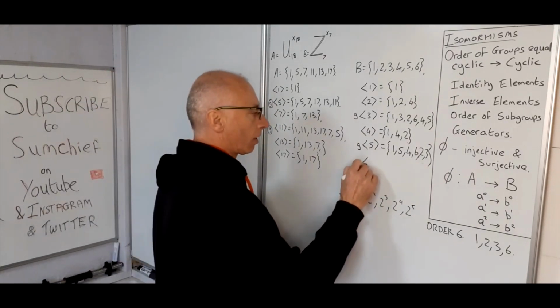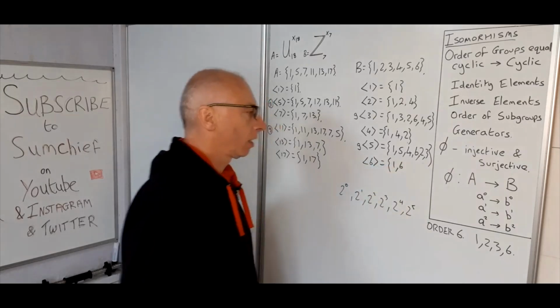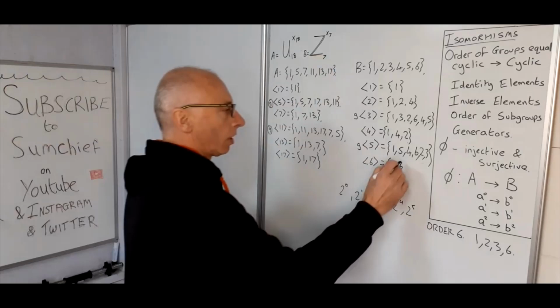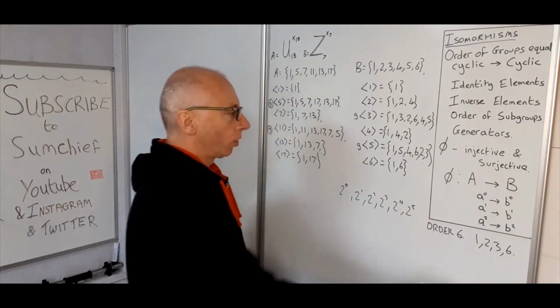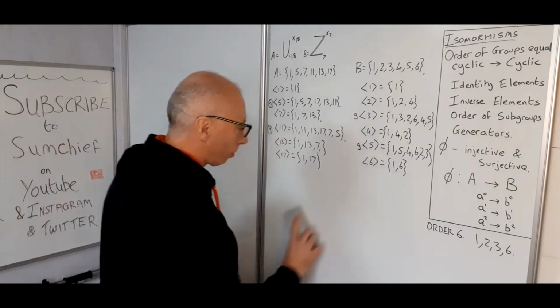Now we'll look at 6. So start off with 1 and 6. 6 6s are 36, mod 7 is 1. So that's our subgroup of order 2 taken care of. So that's all our subgroups.